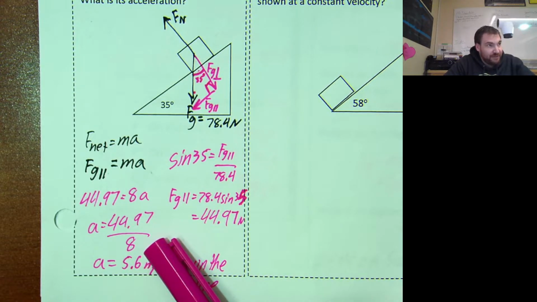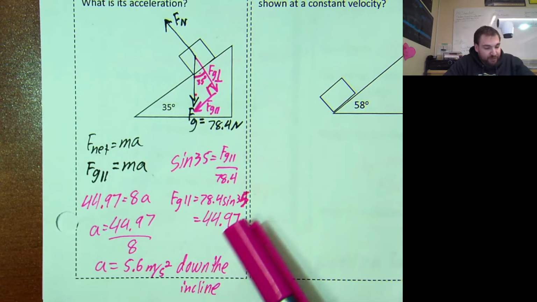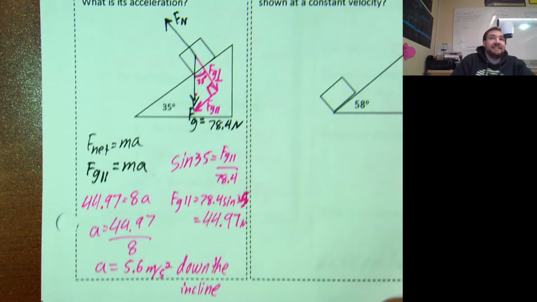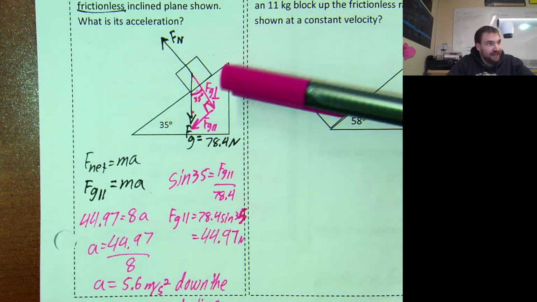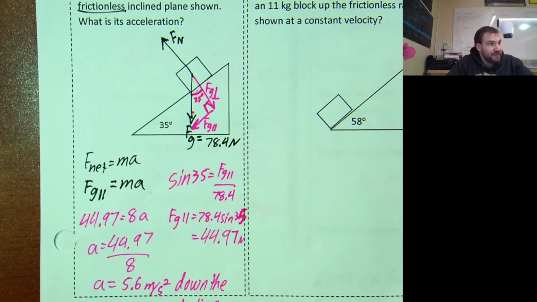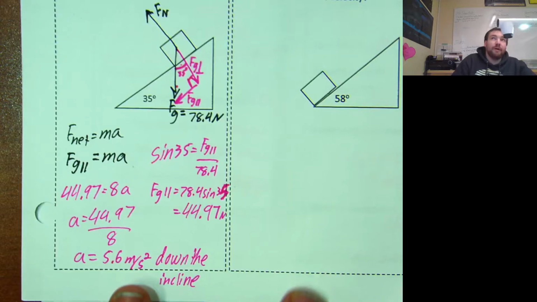So does the mass of the object actually matter? No, because I multiplied by it here and then I divided by it here. So what we've got here is it doesn't matter what the object on the incline is. If the incline is frictionless, regardless of the mass, it's going to accelerate downwards at 5.6 meters per second squared. That's an interesting result. Perhaps. Two more.